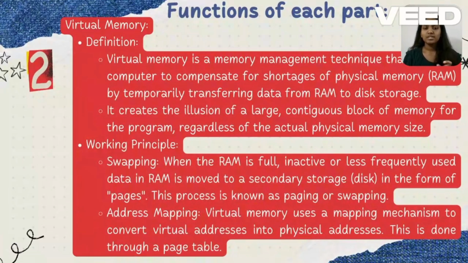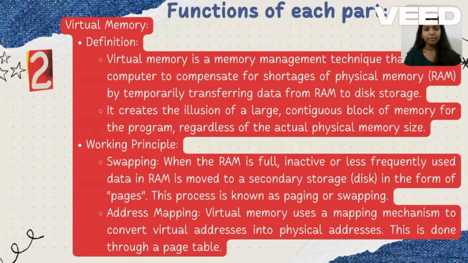So the second one is virtual memory. Virtual memory is a memory management technique that allows a computer to compensate for shortages of physical memory, that is the RAM, by temporarily transferring data from the RAM to disk storage. It also creates the illusion of a large contiguous block of memory for the program, regardless of the actual physical memory size. So, how does virtual memory work?